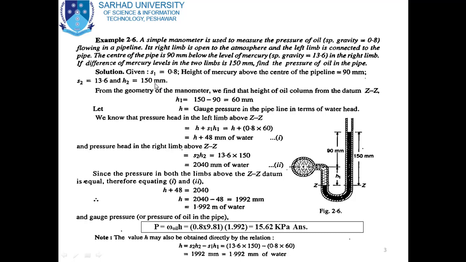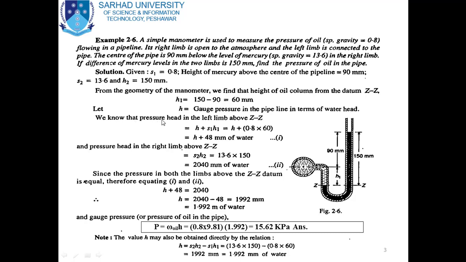First of all we will calculate the height of oil, which is H1, from the geometry of the figure. From the geometry of the manometer we find that the height of oil column from the datum ZZ, H1, is equal to 150 minus 90, equal to 60 mm. So H1 is equal to 60 mm. The total height is given, which is 150 mm. We subtract this 90 and we get this distance, equal to 60 mm. Let H be the gauge pressure in the pipeline in terms of water head.